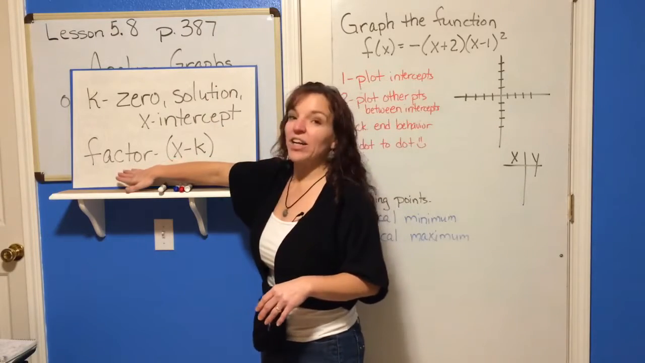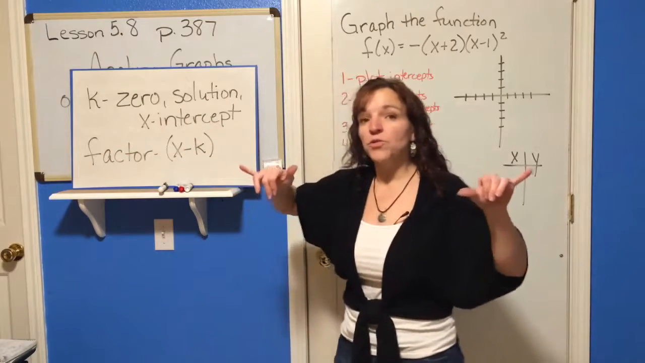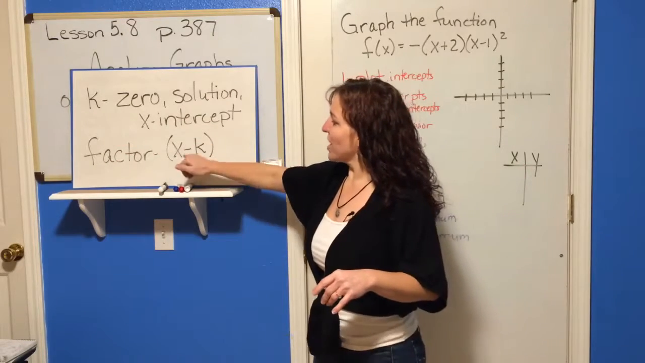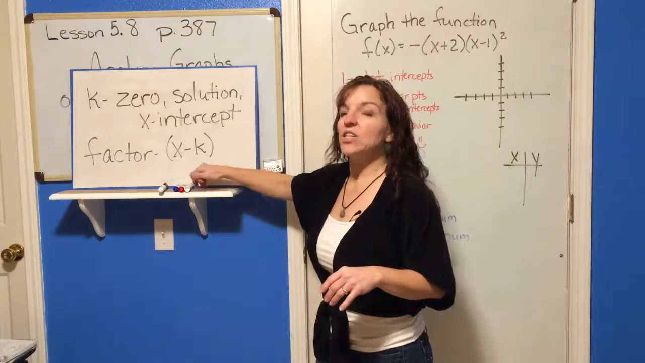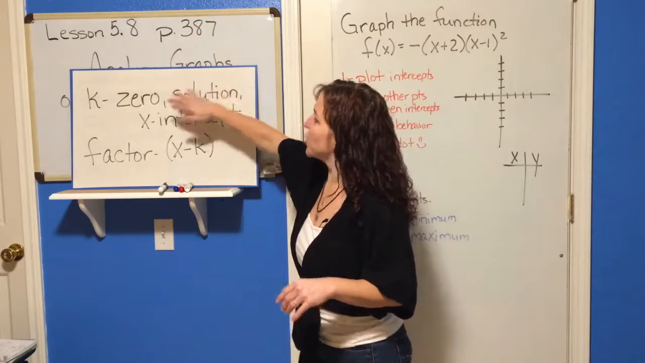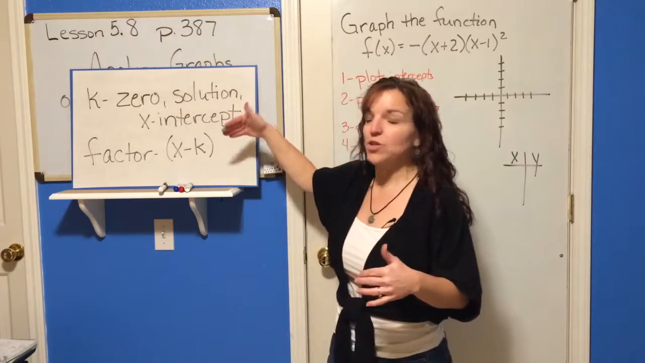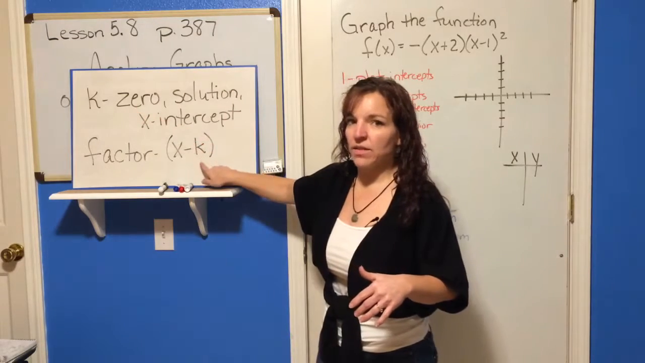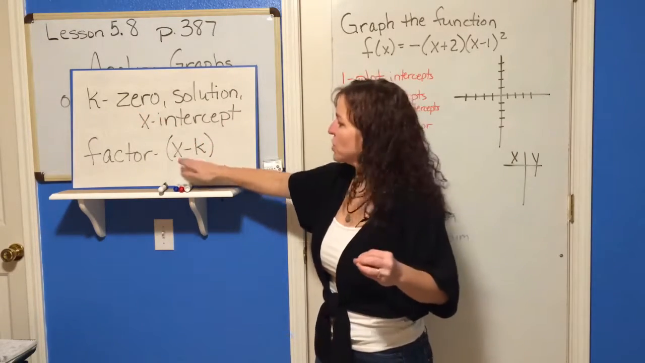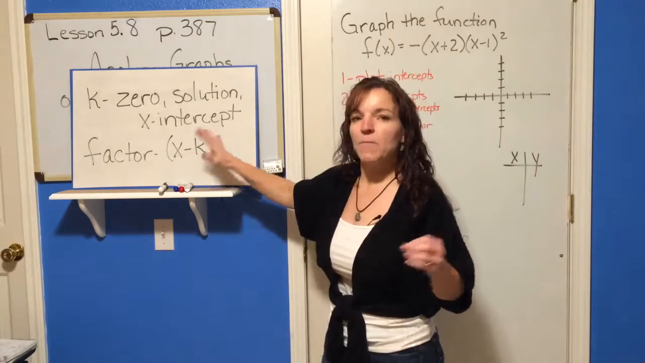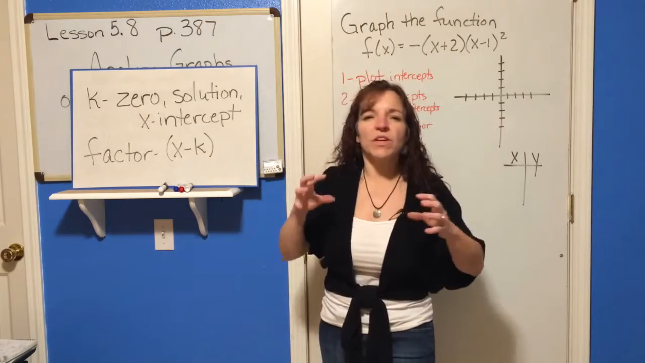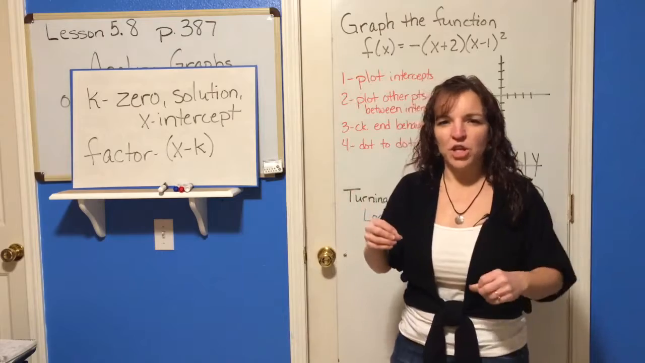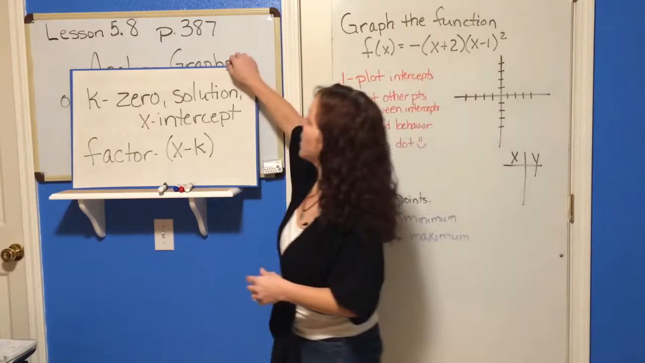If I talk about a factor of the polynomial function, then what we're looking at is x minus k. So once again, we're referring back to the solution or the zero or the x-intercept. But in this case, we're dealing with the opposite of the solution, so that it's x minus k. So just so that you are aware that I'm using those terms interchangeably, and that's okay because they mean the same thing.